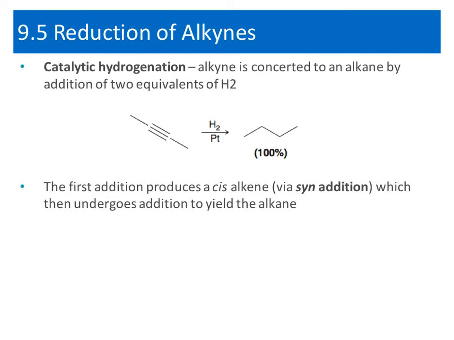Now the mechanism for this reaction is exactly the same as the surface reaction that happened for alkene, and we are going to have syn addition here. Now let's see what's happening in this mechanism. We are going to reduce the alkyne to the cis alkene first, because addition is syn, so we are going to form a cis alkene, and then we are going to reduce the alkene all the way to alkane.